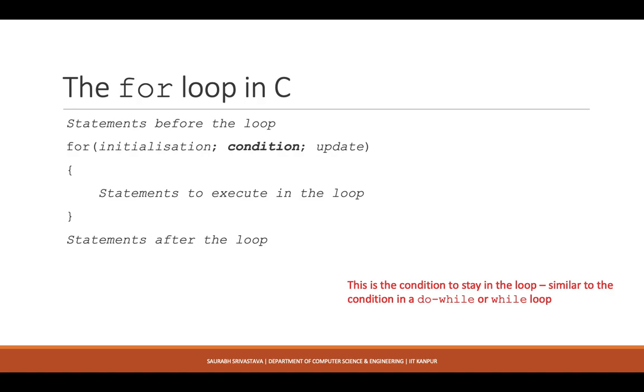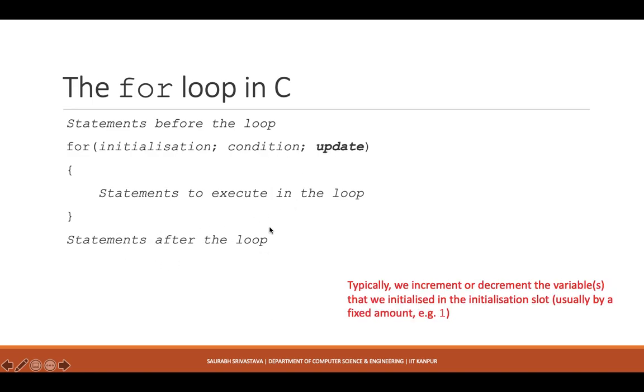So basically as long as this condition is true, the control will keep executing the body of the loop, and the moment this condition becomes false, the control will jump out and then it will come here. And then you also have a slot to put the updates, right?